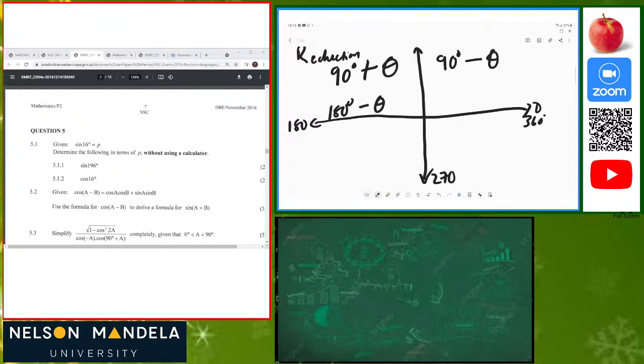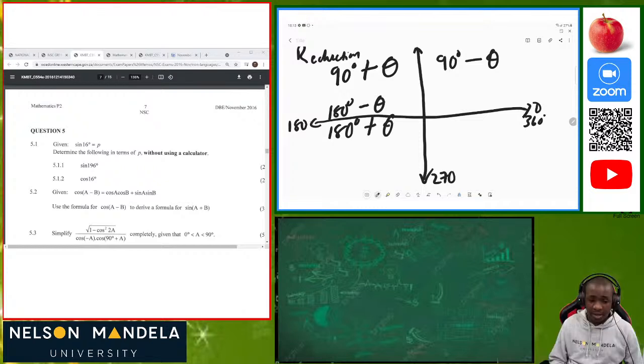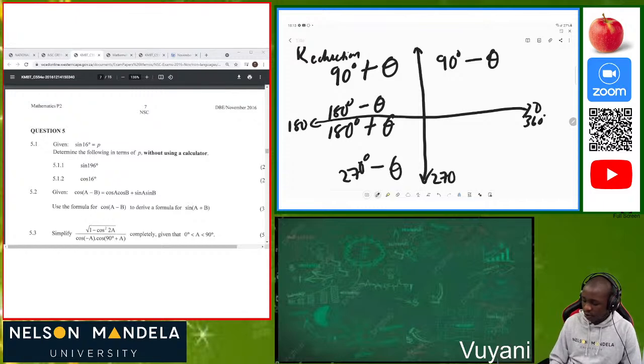Now, in the third quadrant, we have 180 degrees plus theta, and we have 270 degrees minus theta as well, because when we reverse, go back, we have the negative. When we go forward, we have the positive. Then in the fourth quadrant, we have 270 degrees plus theta, and we have 360 degrees minus theta. Theta is our angle in this case.